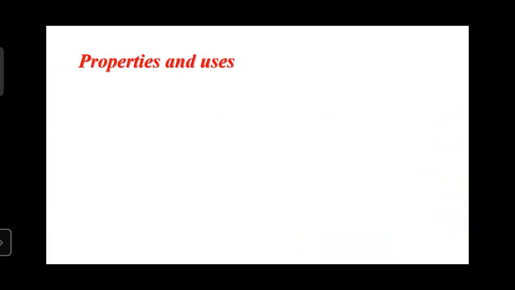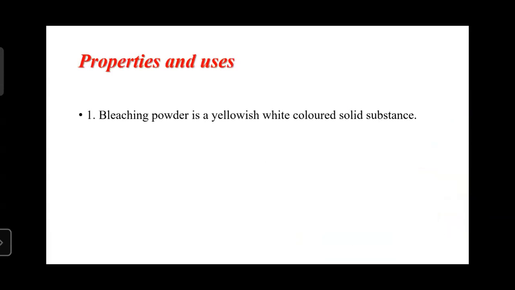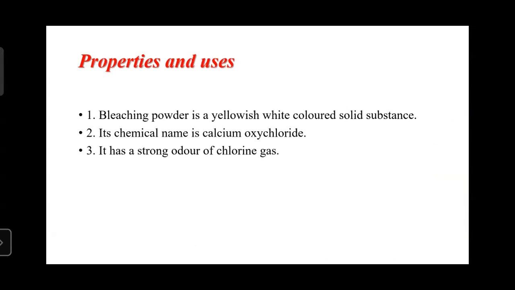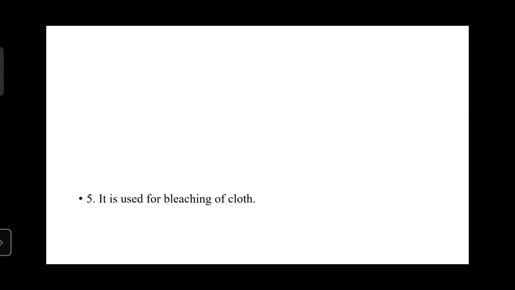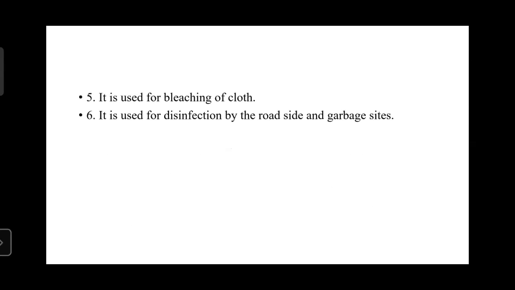Now we will see some properties and uses of bleaching powder. It is a yellowish white colored solid substance. The chemical name is calcium oxychloride. It has a strong odor of chlorine gas. It is used for disinfection of drinking water at the waterworks and the water in swimming pools. It is also used for bleaching of clothes, and disinfection of roadside and garbage sites.